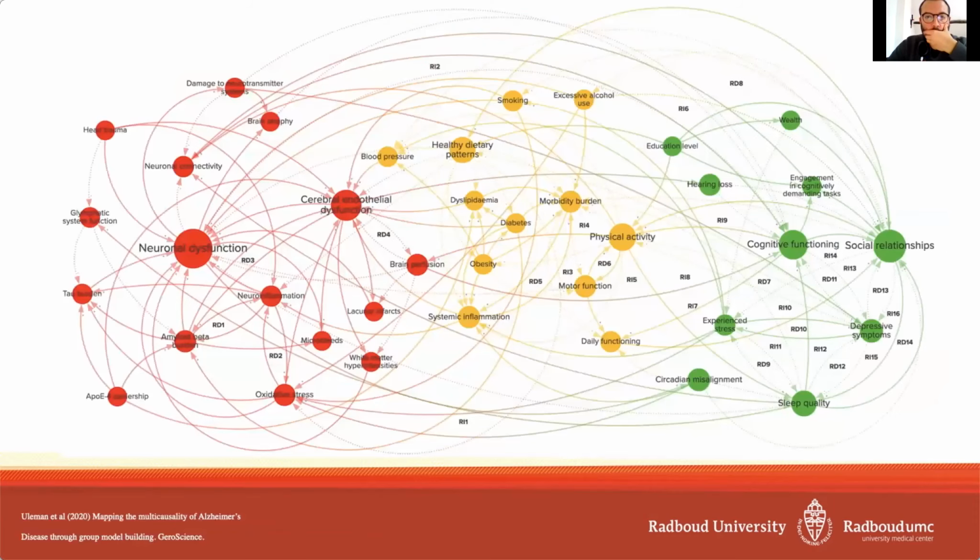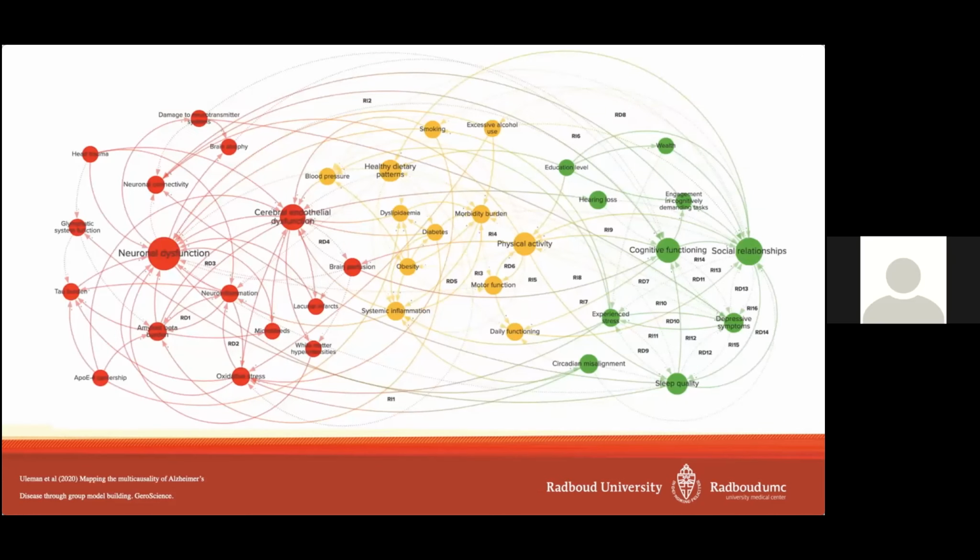Now, this causal loop diagram is the end product. The red causal links relate to brain health, whereas the yellow links and variables or nodes relate to physical health, and the green to psychosocial health. Feedback loops here are annotated with RD or RI for reinforcing direct and indirect feedback loops respectively.